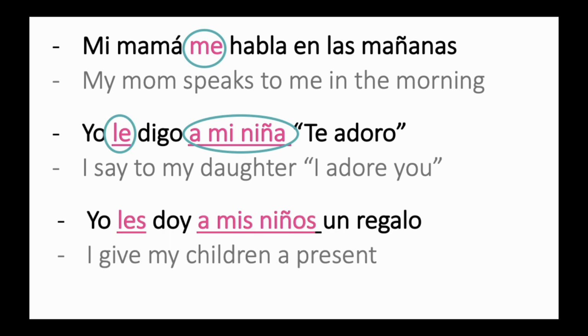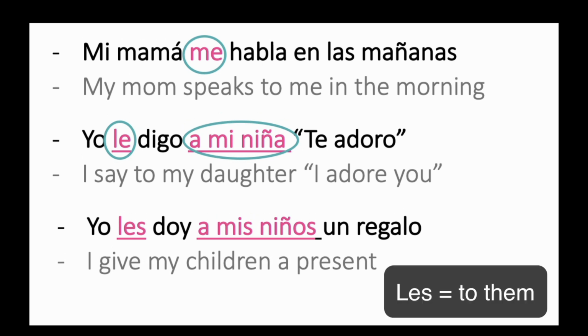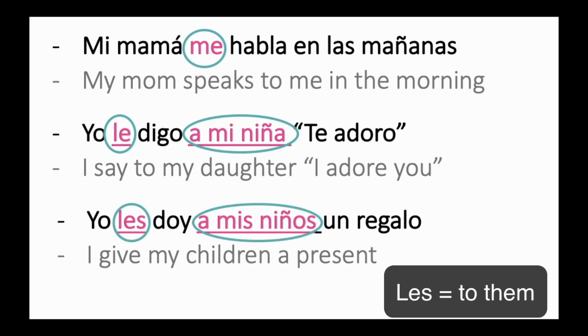Otro ejemplo. Yo les doy a mis niños un regalo. Who do I give a present to? I give my children a present. I give a present to them. Les is the indirect object pronoun, and I put a mis niños because I'm clarifying that it is my children, because les could refer just to them. It could be that I'm talking about my parents. So I have to put in there, generally, if I'm using the third person, I have to clarify who it is that I am talking about.